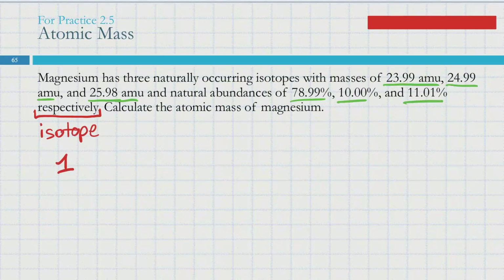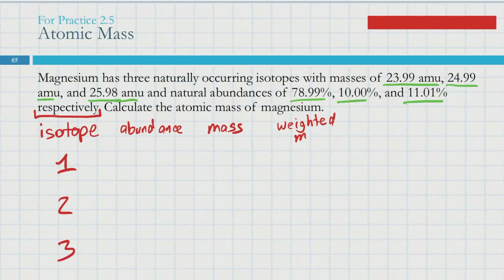So we've got isotope 1, 2, and 3. Isotope 1 has, we'll do abundance first, abundance, mass, and we'll call it weighted mass. I don't know if that's correct. So our abundance for our first isotope, 78.99%. To turn that into a decimal, we would just move the decimal place over 2 to the left, divide by 100. So 0.7899.